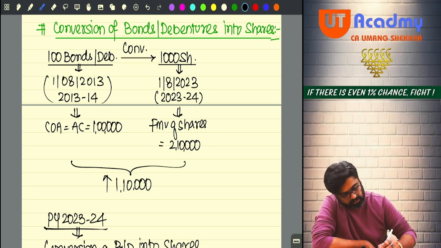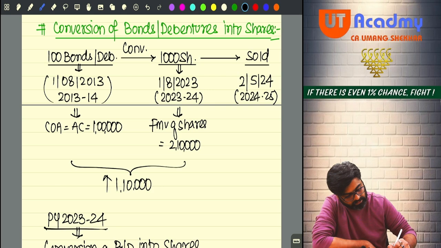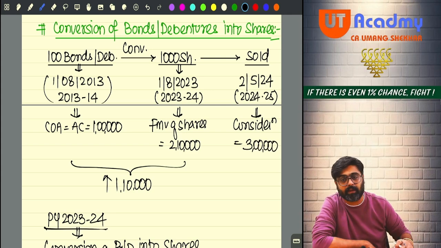These 1,000 shares are sold by you on 2nd of May 2024, meaning in the previous year 24-25 you are selling them, and the sale consideration was 3 lakh rupees. Now tell me one thing.